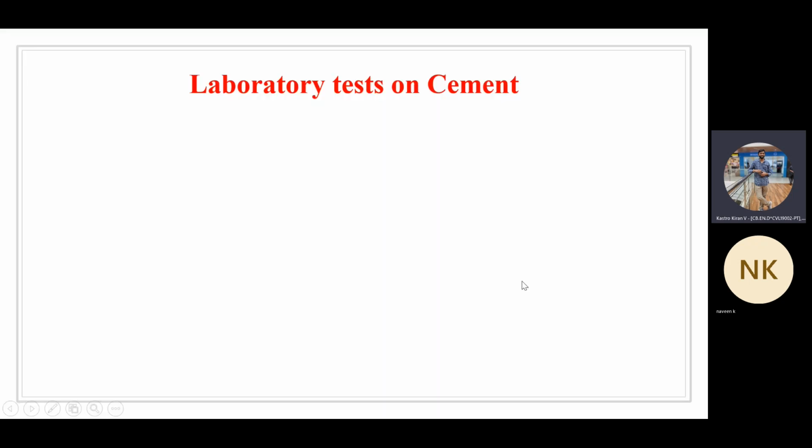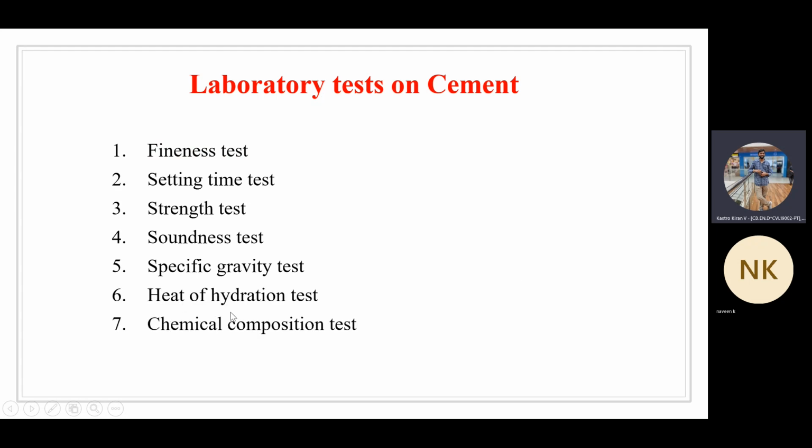So the 6th and 7th tests can be performed only when you have the advanced equipment in your laboratory. Apart from that, you can perform the first 5 tests with the basic apparatus. Here I'm going to talk about only the first 5, because I have already discussed the 6th and 7th tests when I was talking about the concept of hydration, where I mentioned how to find and define the chemical composition of the cement. So first let us talk about the first test, which is called the fineness of cement.